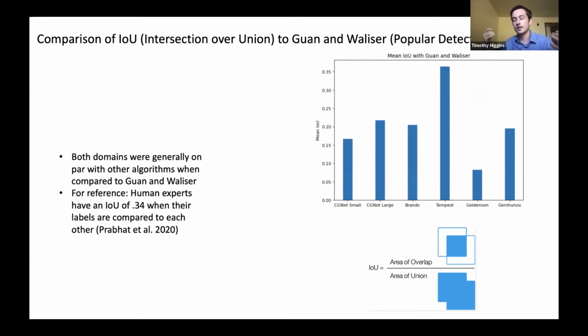Again, we're not comparing it to truth here. We're just comparing it to GAN-MulWG, which is a very popular detection algorithm. And we can see that CGNet trained on both domains is fairly consistent with other algorithms when compared to GAN-MulWG in terms of mean IOU.